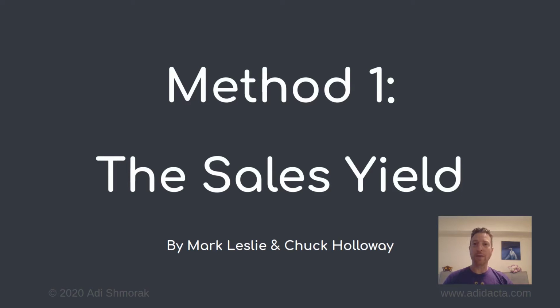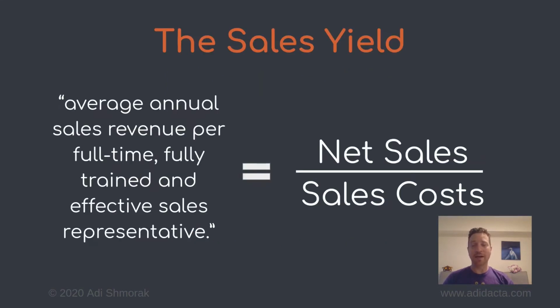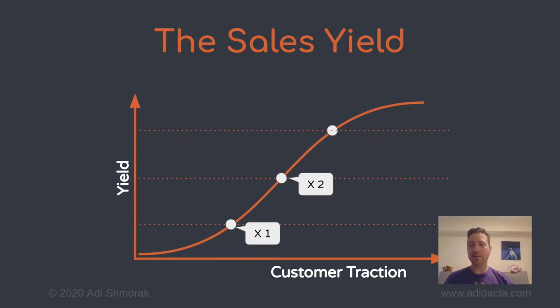Now, in their paper, they mentioned something called the sales yield, which is basically, and let me quote, the average annual sales revenue per full-time, fully trained, and effective sales representative. It basically means the ratio between how much revenue your sales team generates and the cost of that sales team. So if you have a sales team that costs you $1 million a year and they generate $2 million, then the sales yield is 2. If they generate only $500,000, yet they still cost 1 million, then the sales yield is half. Fairly basic.